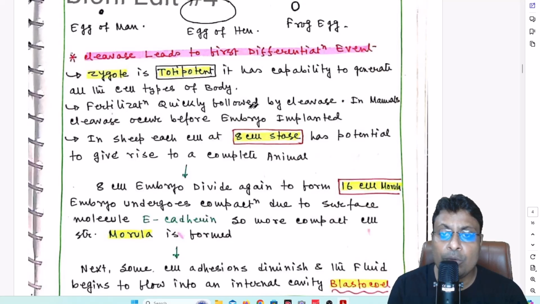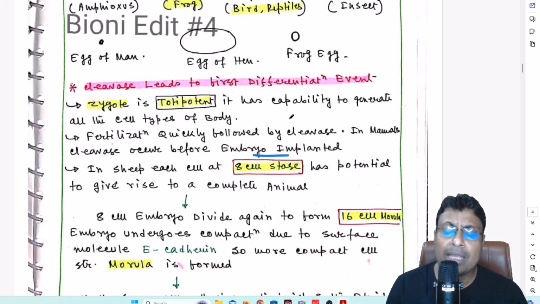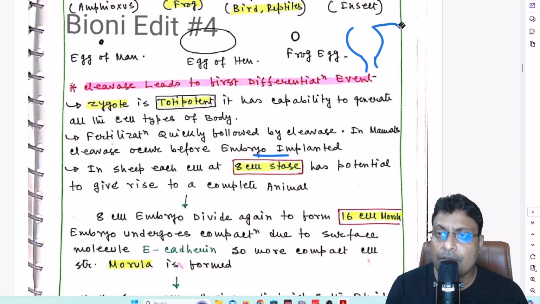Now, fertilization is quickly followed by cleavage. In mammals, the cleavage occurs before the embryo is implanted. This is very important. And you know, the embryo is implanted in our uterus. If we draw our female reproductive system, you can find the fallopian tube. Fertilization occurs in the ampulla of our fallopian tube. Fertilization causes the formation of the zygote, and ultimately the zygote tries to implant into the uterus. This is the uterine wall, and anchoring of the zygote into the uterine wall is called implantation.